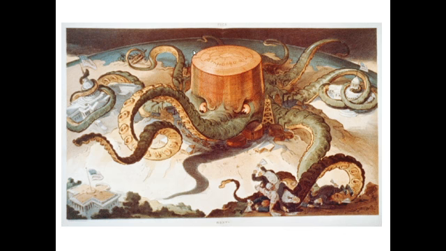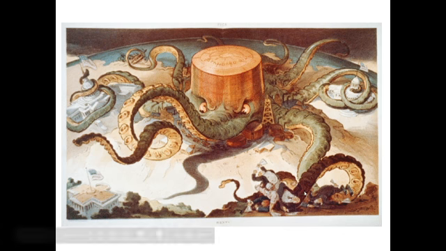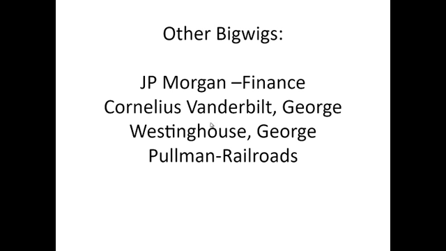So much so that there's these political cartoons that show him as a king, or as this octopus that's taking over everything, and has the government, right? You can see the octopus's tentacles are around the government, has the government in his pocket, so to speak. And these are other bigwigs that are on the scene that are making tons of money. J.P. Morgan, right? Morgan still exists today as a company. Vanderbilt, Westinghouse, and Pullman make tons of money off of railroads, and their names still exist on things. Vanderbilt University, for example.